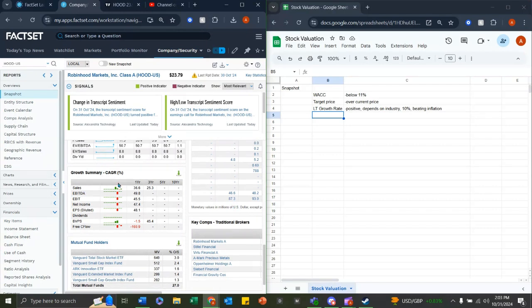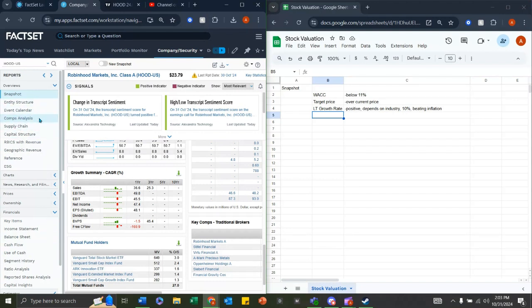I could go into these growth summaries and the growth estimates and see if they're positive, but honestly, those are all very high numbers. It's more that the things we'll see in the financial statements later will go into this, so it's not really as important.